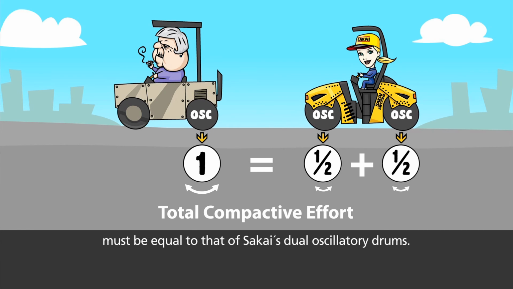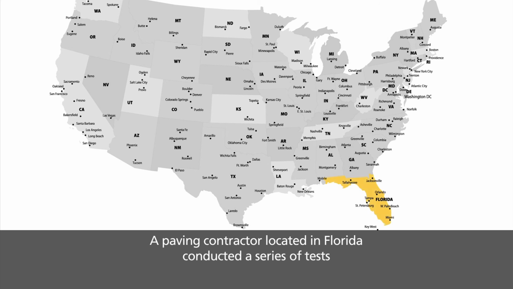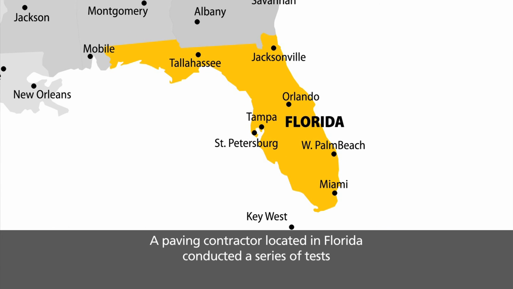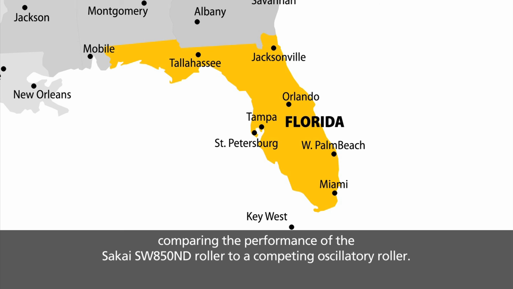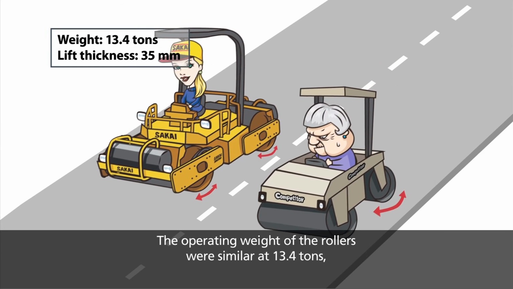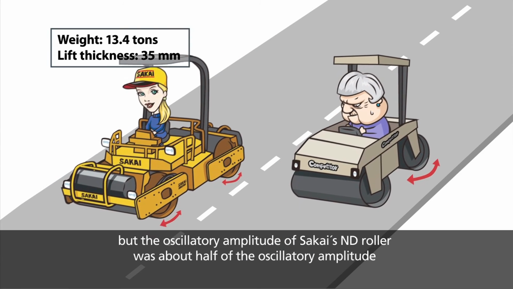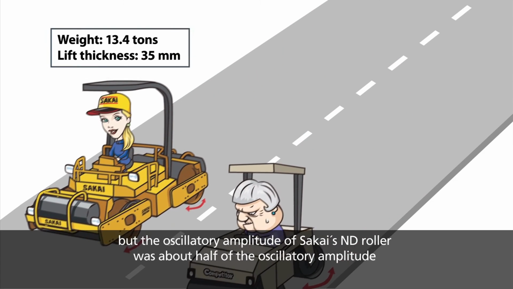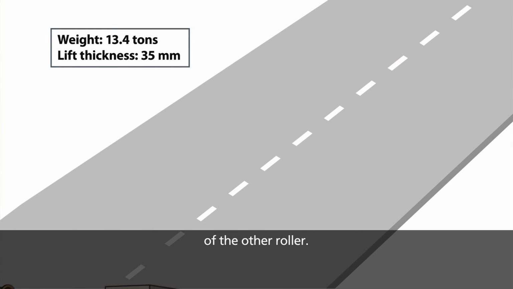A paving contractor located in Florida conducted a series of tests comparing the performance of the SAKAI SW850ND roller to a competing oscillatory roller. The operating weight of the rollers was similar at 13.4 tons, but the oscillatory amplitude of SAKAI's ND roller was about half of the oscillatory amplitude of the other roller.